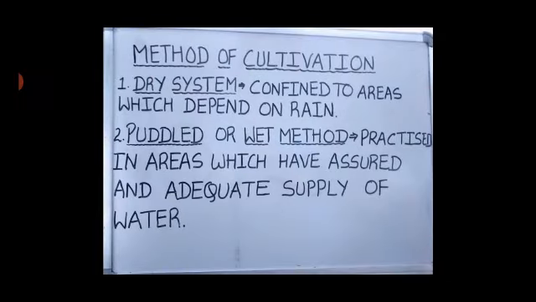Now let's see the method of cultivation. There are two methods of cultivation. Number one is a dry system that is confined to areas which depend on rain. And number two is the puddled or the wet method. And this method is practiced in areas which have assured and adequate supply of water.